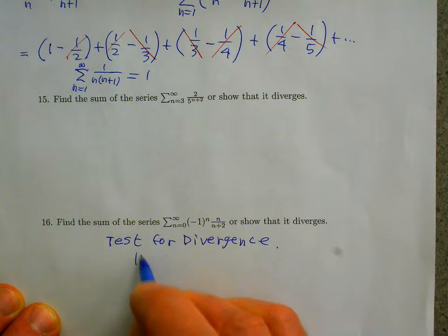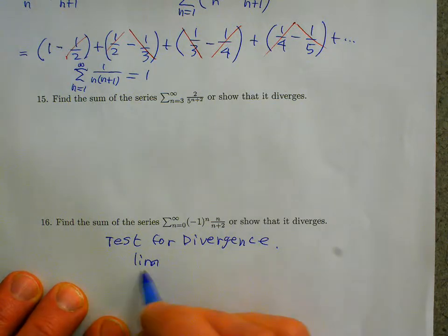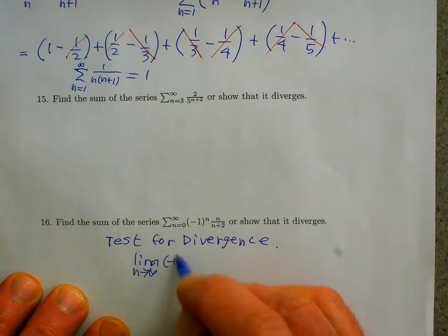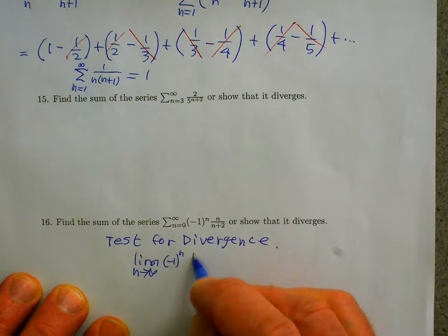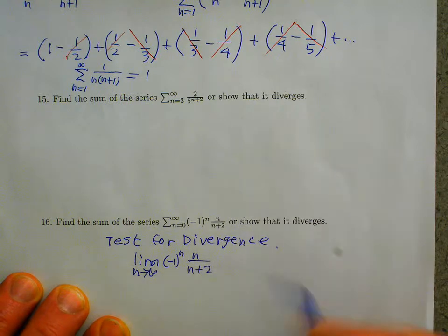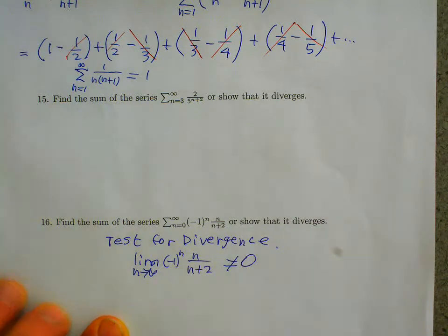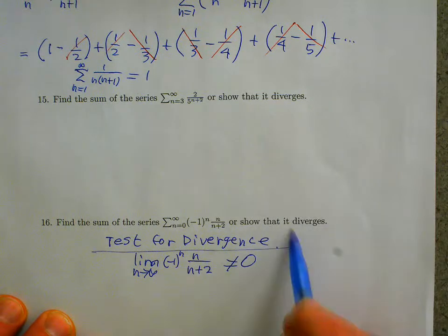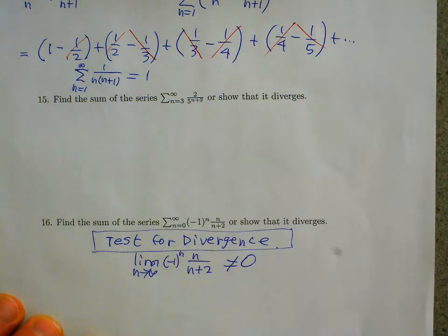Since the limit of the terms does not equal 0, then the series diverges according to the test for divergence. So in the textbook, if you haven't read that test for divergence, then make sure you do that.